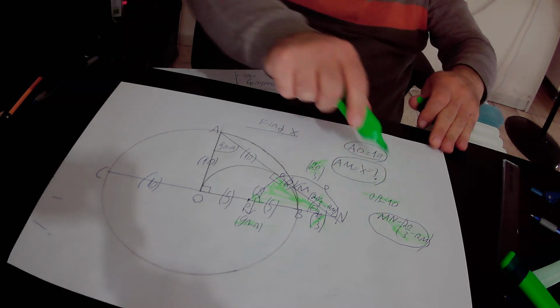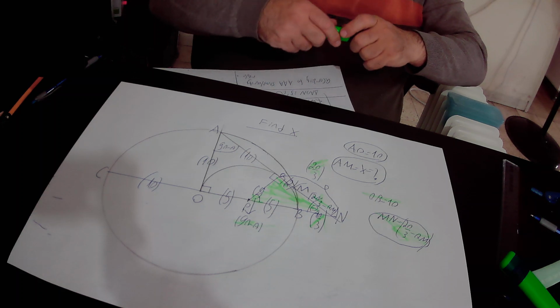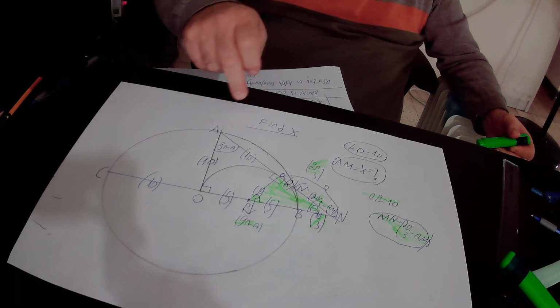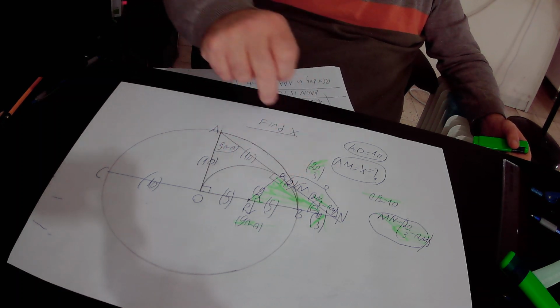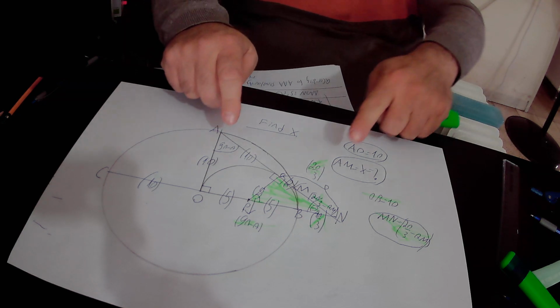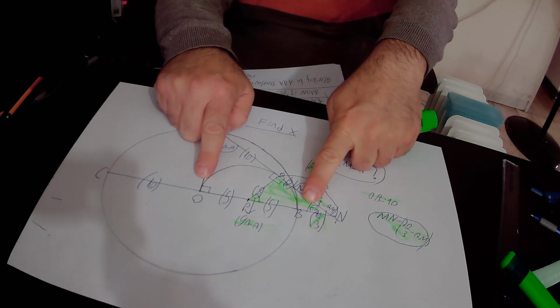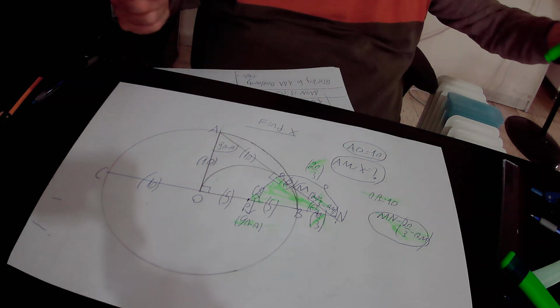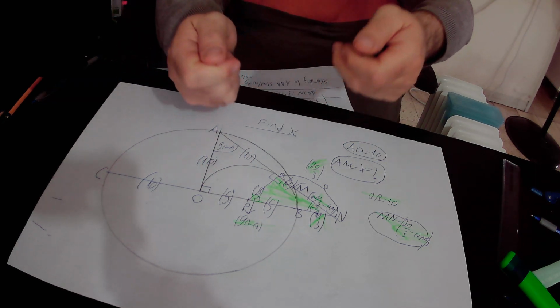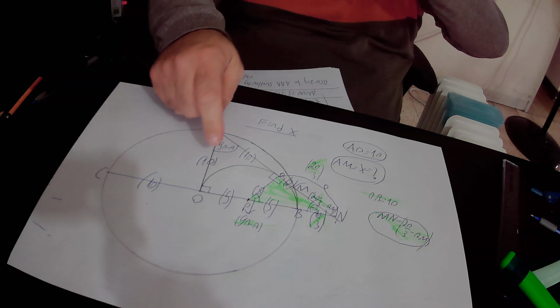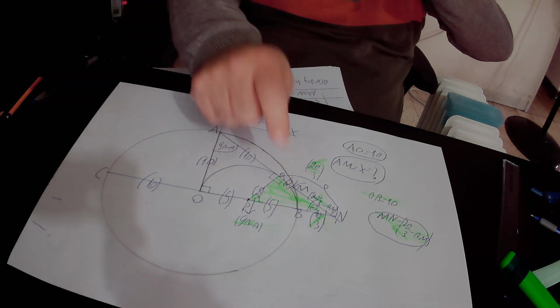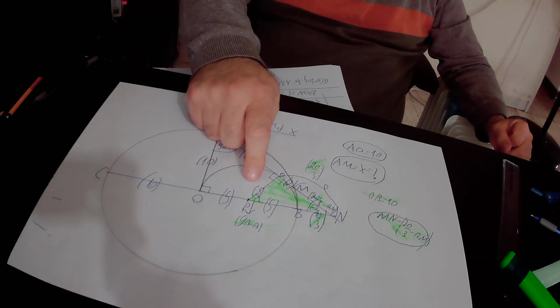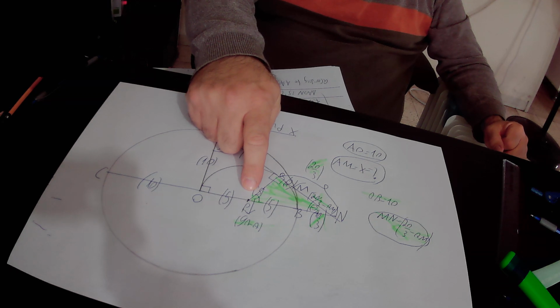Side OB equals 10 units. But OB is not only the radius of this quarter circle, it is also the diameter of this semicircle. So we know that the diameter of this semicircle OB equals 10. Therefore the radius must be 10 over 2, that is 5. The radius of this semicircle is 5. We define the center of this semicircle as P.